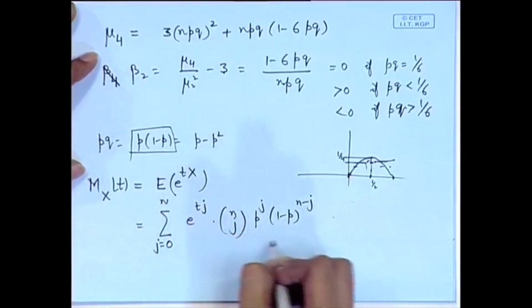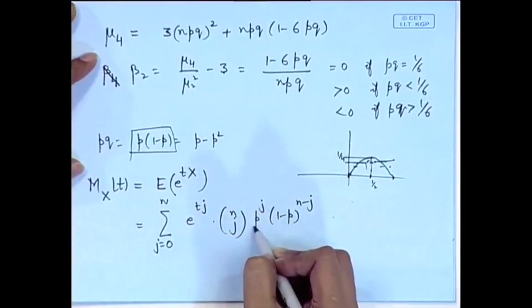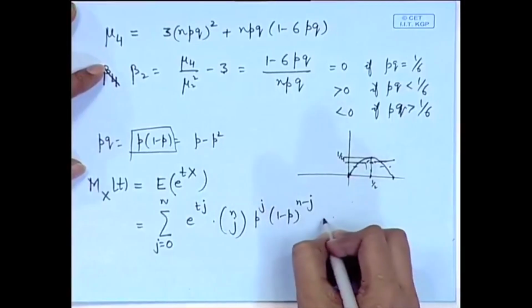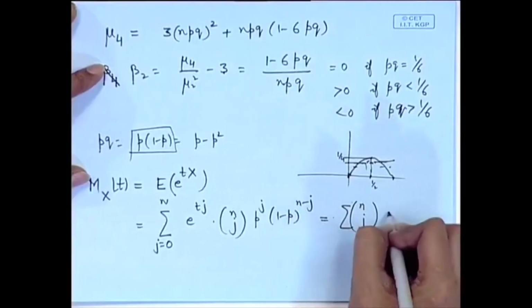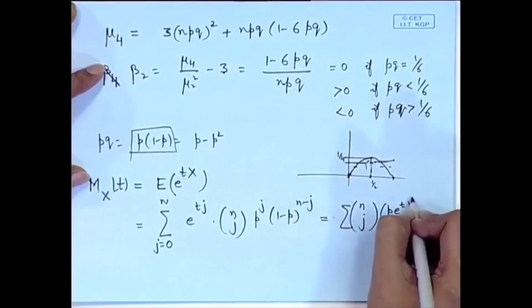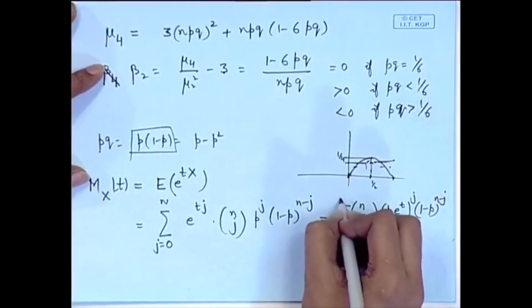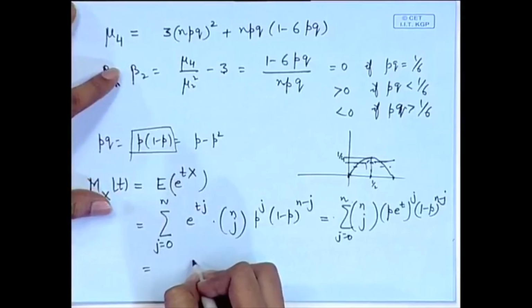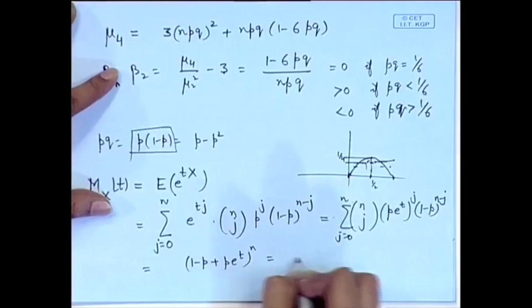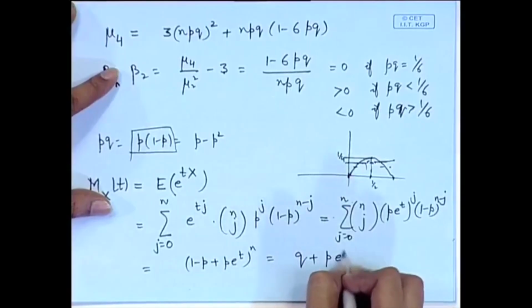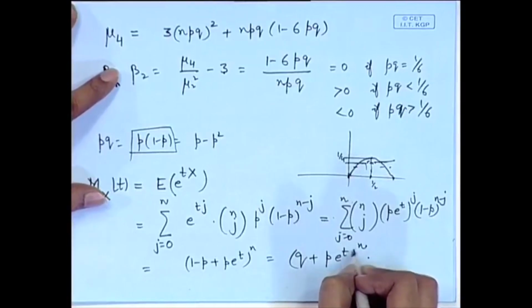Now, if we are making use of the binomial expansion, then it is clear that the term e to the power t j must be adjusted with the term p to the power j. So, this becomes sum of n c j p e to the power t whole to the power j into 1 minus p to the power n minus j, j is equal to 0 to n, and this becomes 1 minus p plus p e to the power t whole to the power n, that is q plus p e to the power t whole to the power n. So, for all values of t, this is well defined.